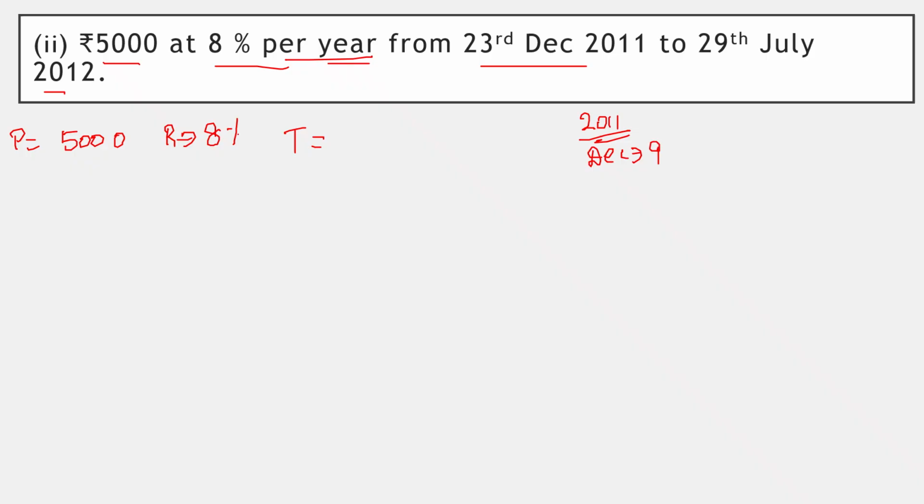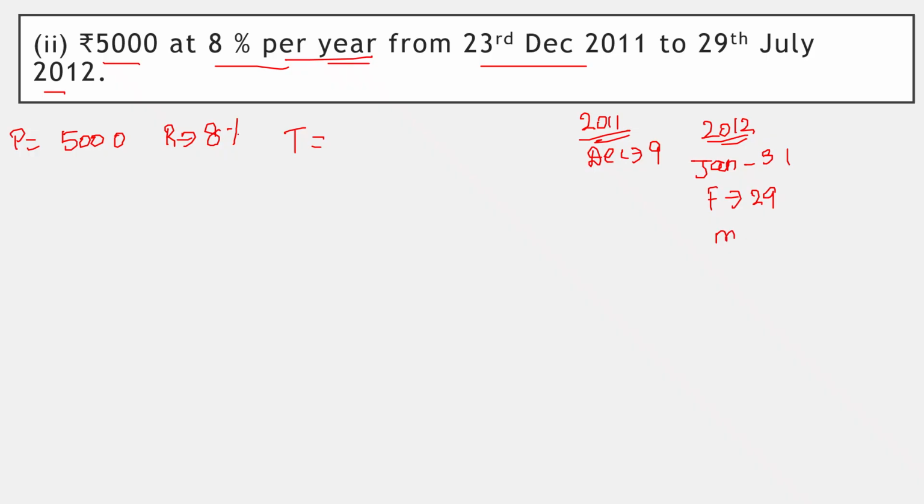So we need to first calculate the total number of days. Then we can divide that with the total number of days in a year. We will get the year calculation. So in 2012, we have January. In January, we have 31 days. And then in February, since this February is of a leap year, we need to take it as 29.